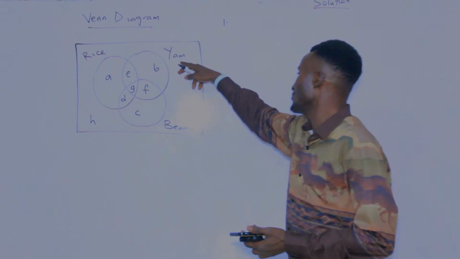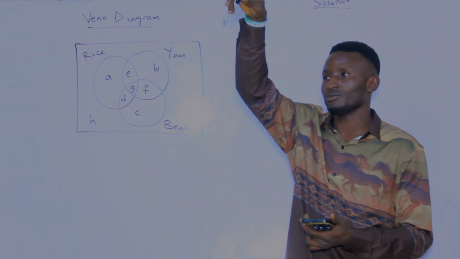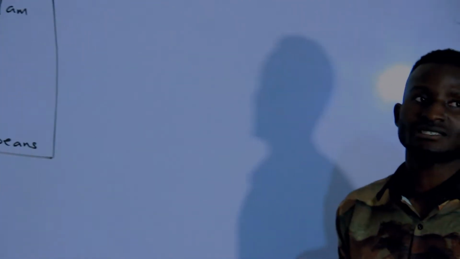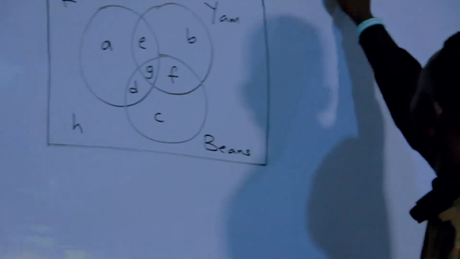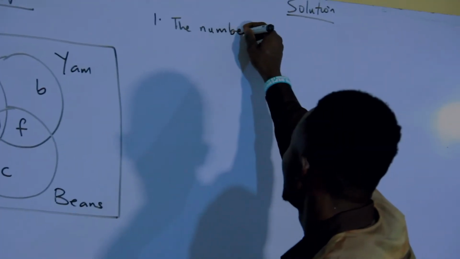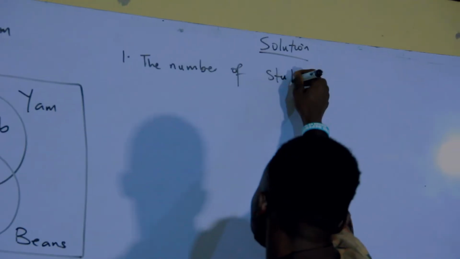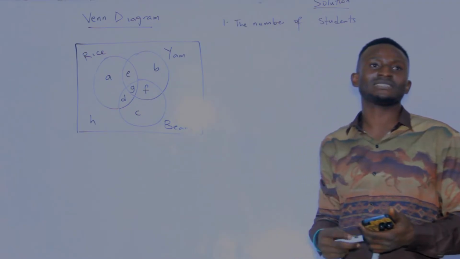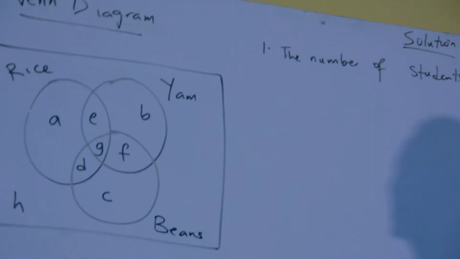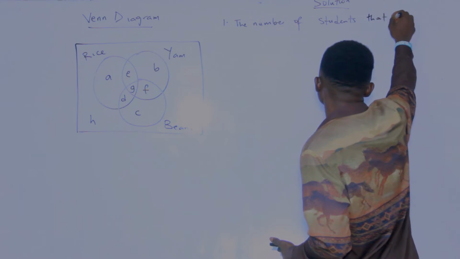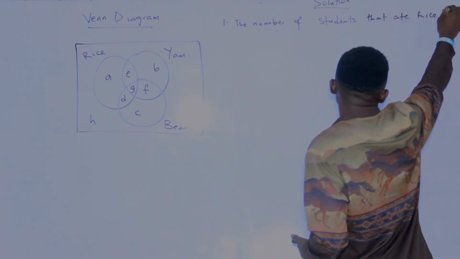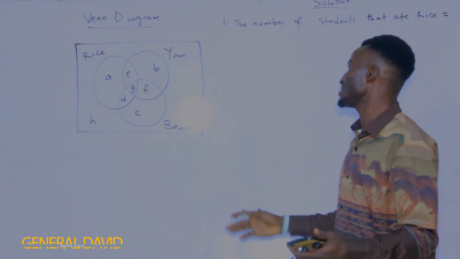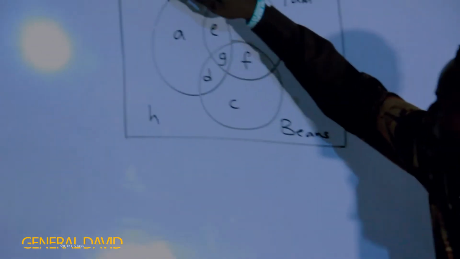We have rice, we have yam, we have beans. Now, if they ask what is the number of students, the set of students that went for the party were given this item, then if they ask what is the number of students that ate rice at the party, then trace the circle of the what?